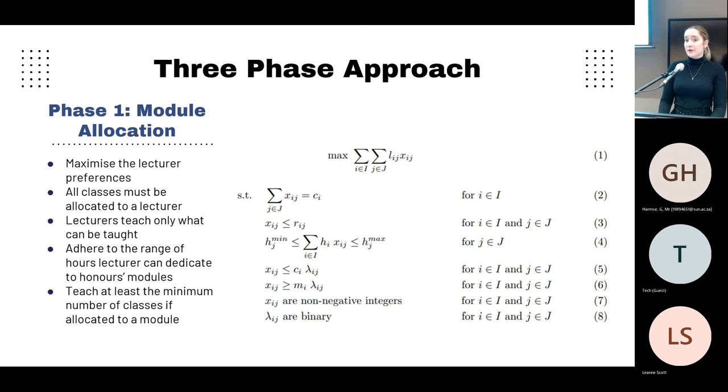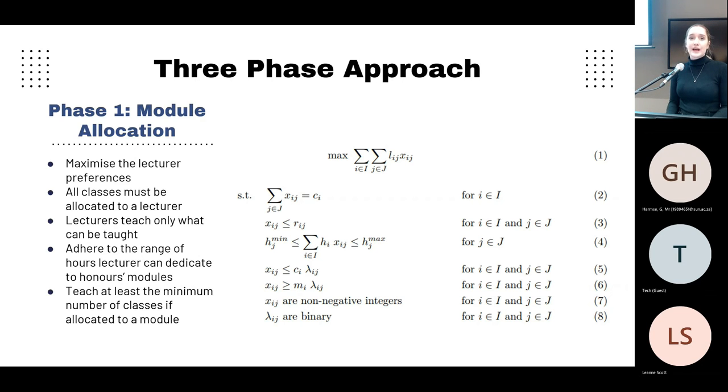For the first phase of the three-phase approach, our aim was to maximize the number of courses that a lecturer teaches that they wanted to teach. The decision variable that we used was the number of classes per module that was allocated to a lecturer. What we had to do in the model is make sure that all the classes per module were allocated to the required number of lecturers, which is our top constraint there. The teachers would only teach what they were capable of teaching for each course, which is the second one, and that the amount of time that we allocate to the lecturers was in a range of what they could actually teach or were available to teach. So we've introduced a minimum value, which could be zero if they're not required to teach anything, or some larger number if they are required to teach something, which is this one.